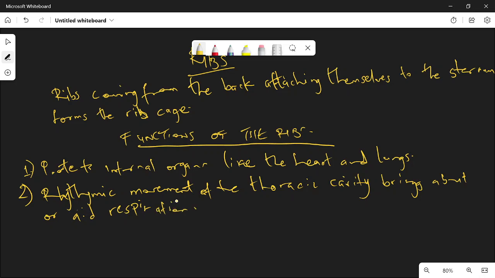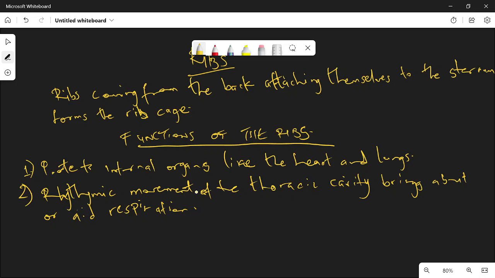So these are the functions of the ribs. They help in protecting internal organs of the body, internal organs like the heart, the lungs. Also, rhythmic movement of the thoracic cavity that brings about or aids respiration. Are we together?